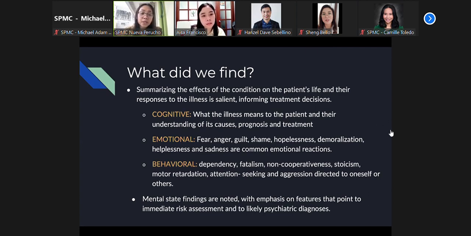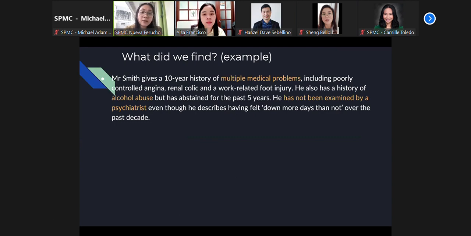So we also have to state our mental status exam with emphasis on features that point to immediate risk assessment and to likely psychiatric diagnosis. So for example, in the example previously, Mr. Smith gives a 10-year history of multiple medical problems, including poorly controlled angina, renal colic, and work-related foot injury. He had a history of alcohol abuse and has abstained for the past 5 years and has not been examined by a psychiatrist. So in this part, the psychiatrist already mentioned the medical problems of the patient and the psychiatric history, that he was not previously seen by a psychiatrist or had no psychiatric illnesses prior.